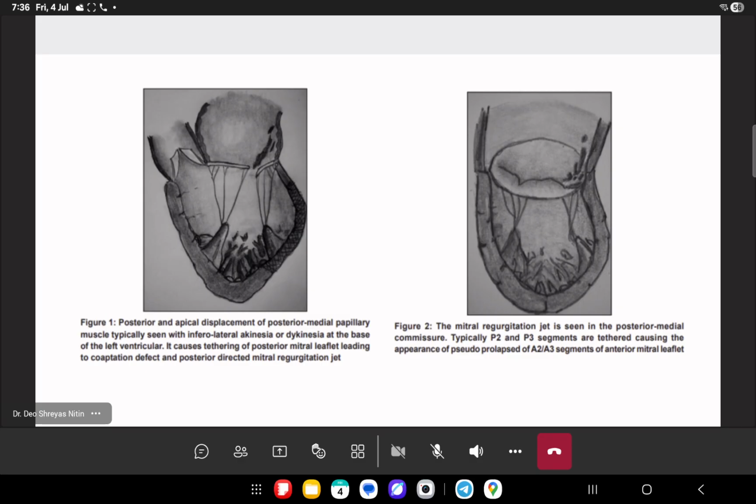It causes tethering of the posterior mitral leaflet leading to a coaptation defect and a posteriorly directed mitral regurgitation jet. Same in figure 2, the mitral regurgitation jet is seen in the posteromedial commissure. Typically, P2, P3 segments are tethered, causing the appearance of pseudoprolapse of the A2, A3 segments of the anterior mitral leaflet.